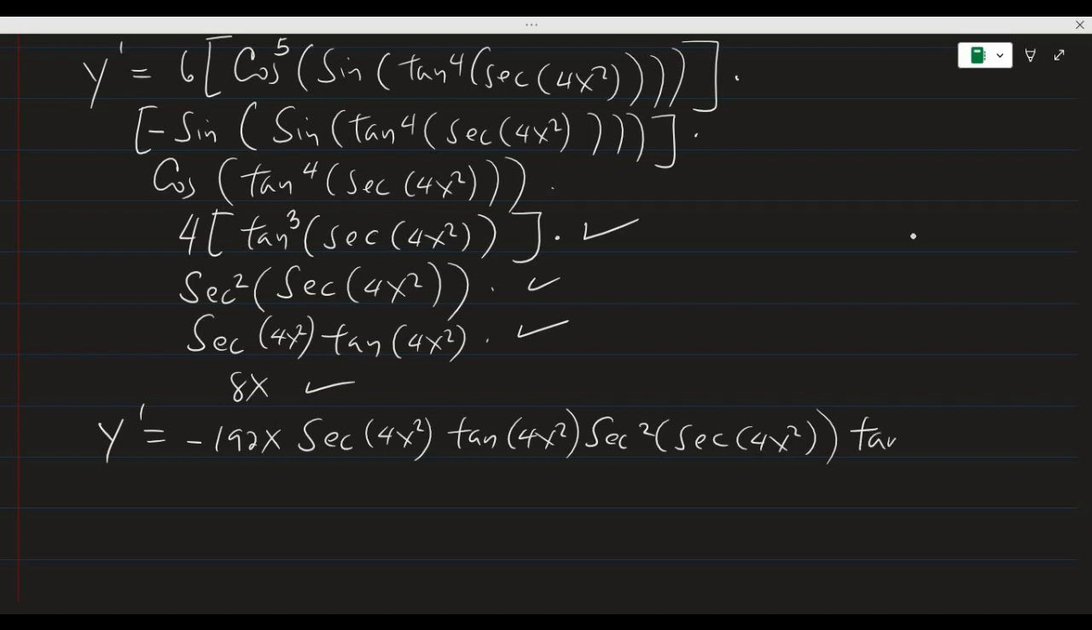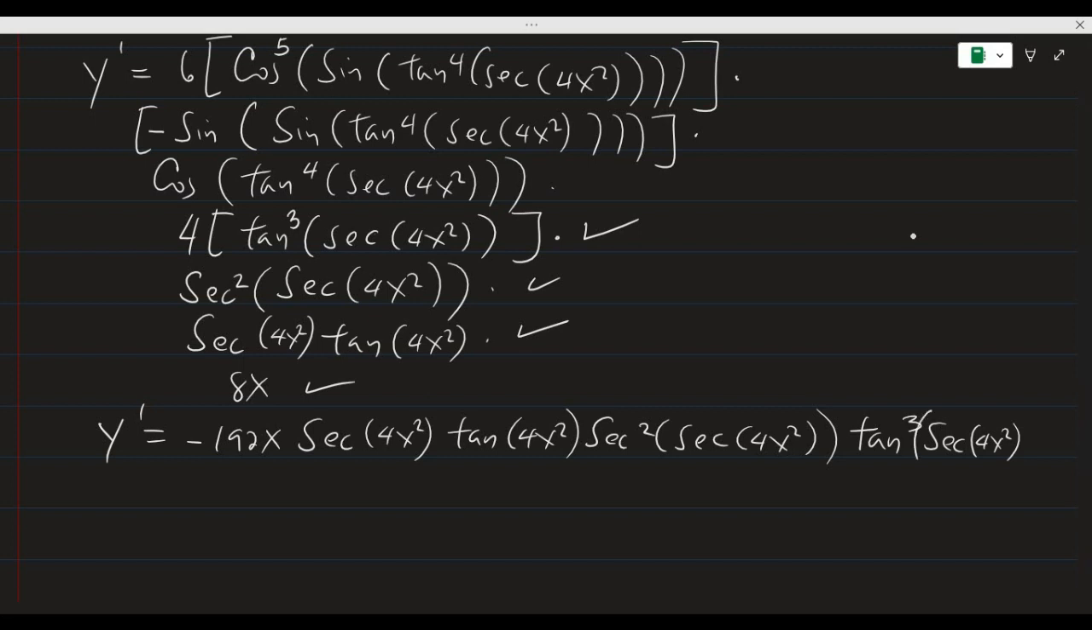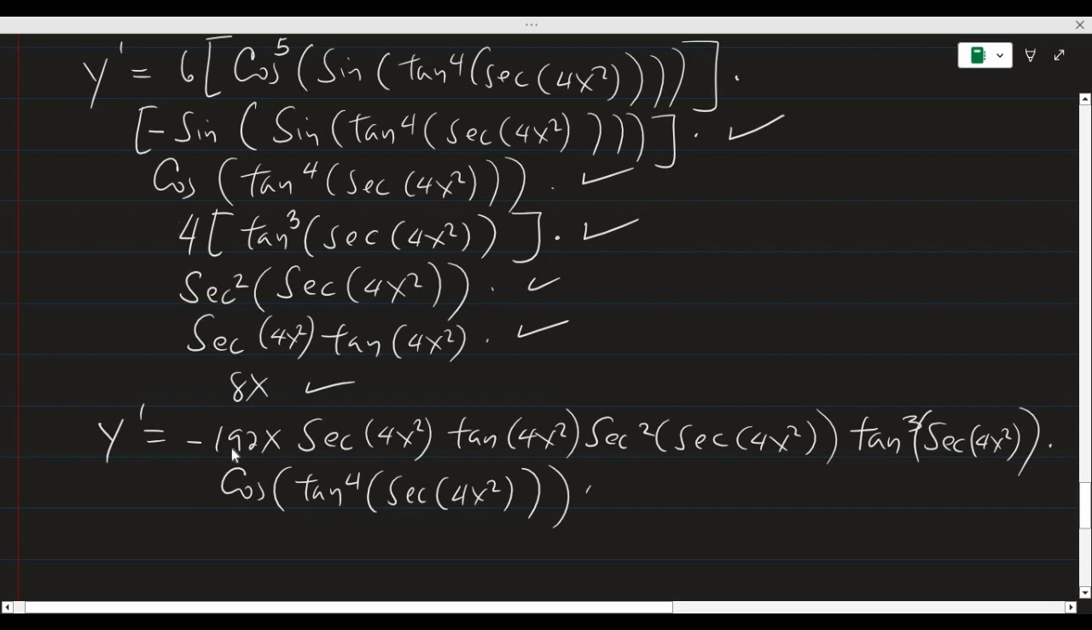So tangent cubed of secant 4x squared, and then multiplied by the next term, cosine of tangent to the fourth of secant 4x squared, and then the next term is this one. The negative sign has already been included into the negative 192x.